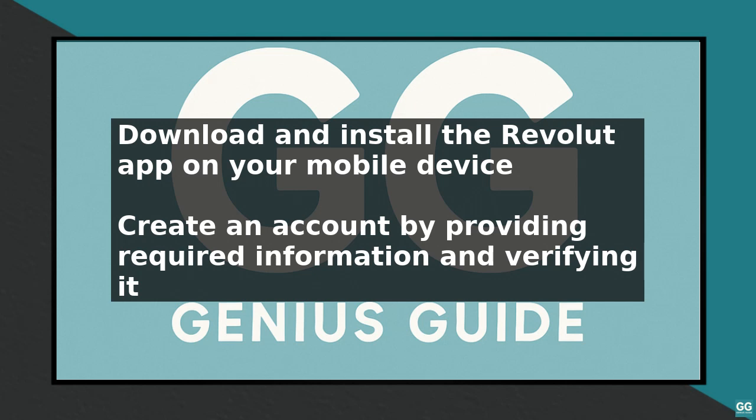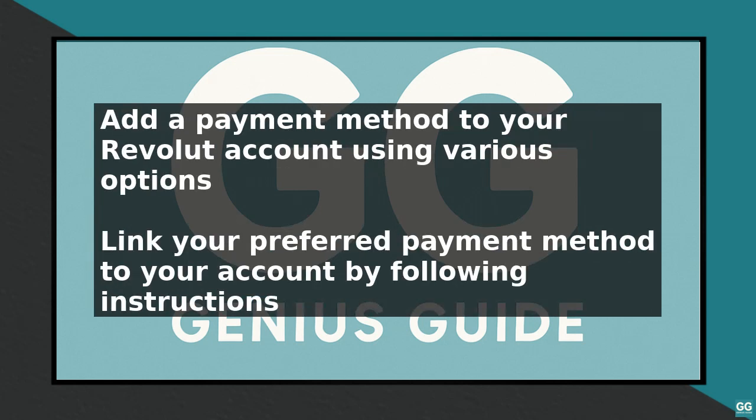After verifying your account, you need to add a payment method. Revolut accepts various payment methods, including credit or debit cards, bank transfers, and other local payment options. Choose your preferred payment method and follow the instructions to link it to your Revolut account.